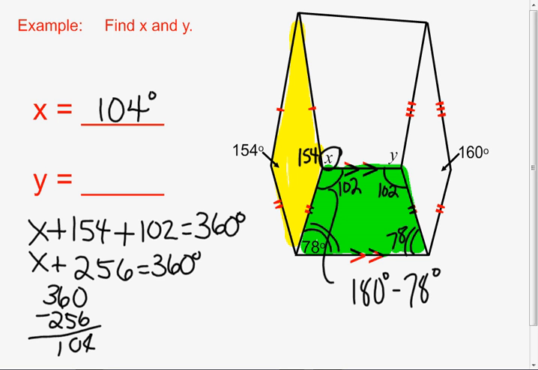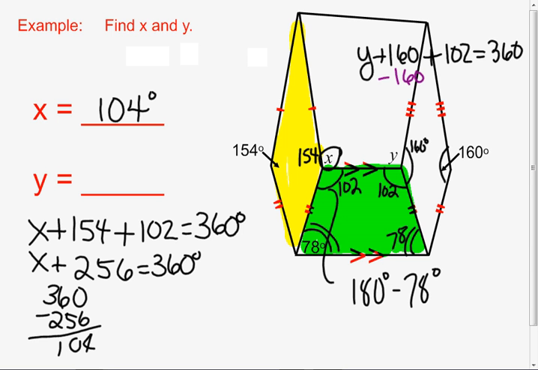Same thing with y. This 160-degree angle and this angle, they're the same. That's 160 degrees. So y plus the 160 plus 102 has to add up to 360. And if I just subtract the 160 because that arithmetic is easy, I get y plus 102 is equal to 200. And if I subtract 102 from 200, I'm going to get 98. So that's 98.